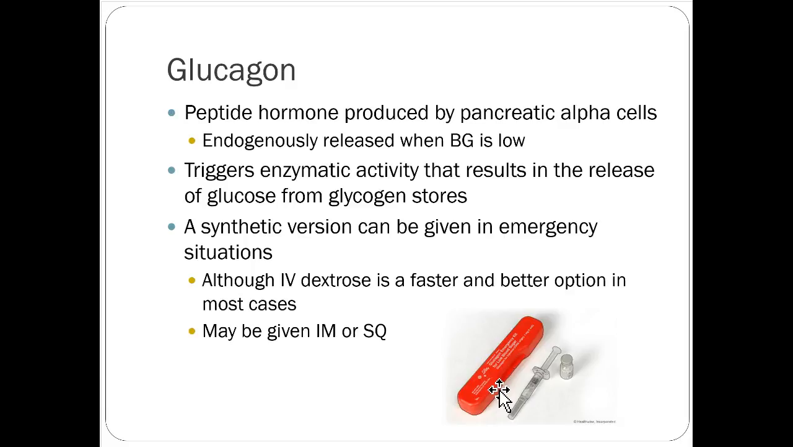IV dextrose is a faster and better option. However, to make IV dextrose effective, you have to give a fairly decent volume of it. An emergency dextrose syringe is about 50 mils of liquid. It's really not convenient for somebody to carry that around. And specifically, you can't give that volume IM or sub-Q. So this is designed as a product that people could actually have on their person, be able to inject easily if they need to. It can buy them some time until EMS is able to come. So from that standpoint, glucagon has a good role in therapy, but it's mostly for the outpatient world.